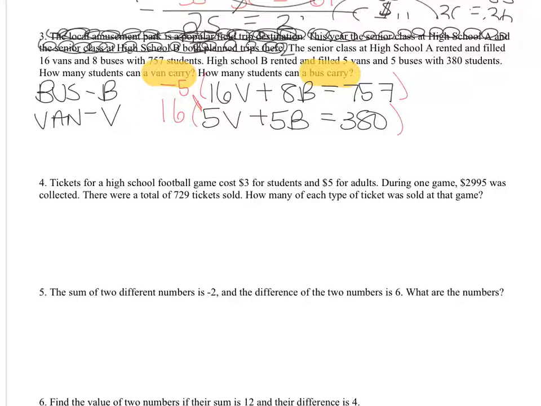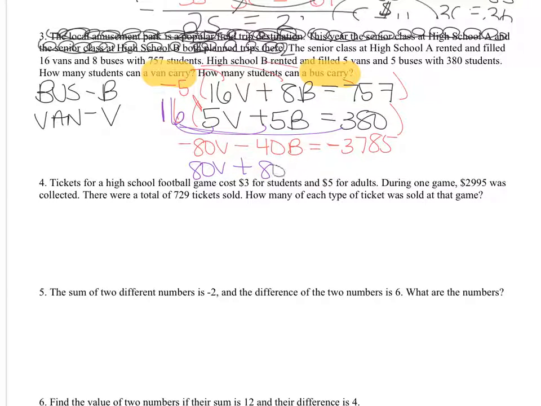So -5 times 16, because I got to distribute this to everybody inside here. I get -80v minus 40b equals -5 times 757, -3,785. And now I'm going to take 16 and I'm going to distribute it to everybody in that one. So 16 times 5 is 80v plus 16 times 5 is 80b and 16 times 380 is 6,080.